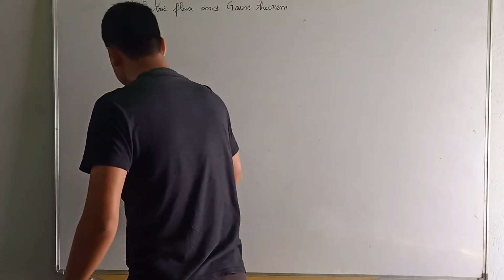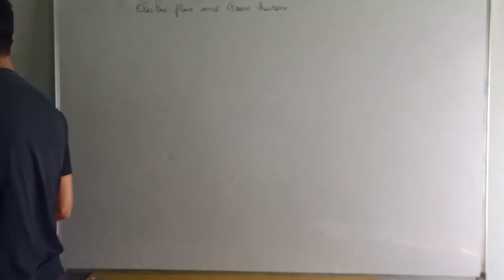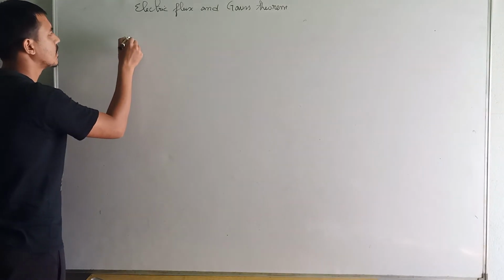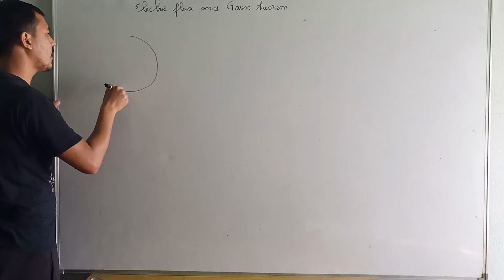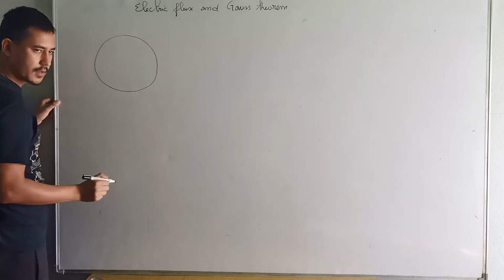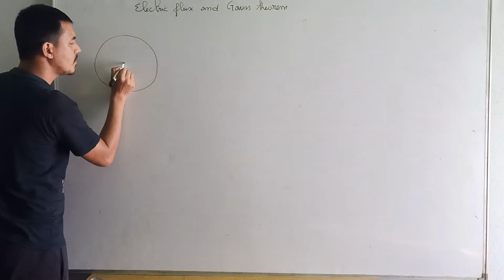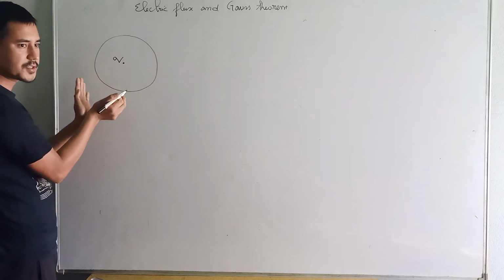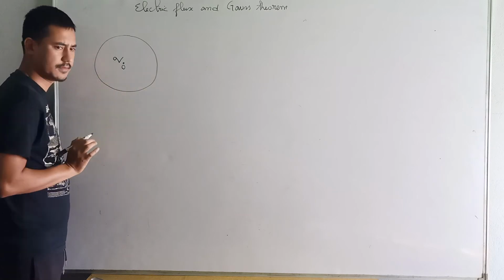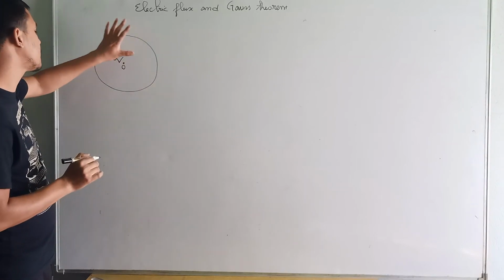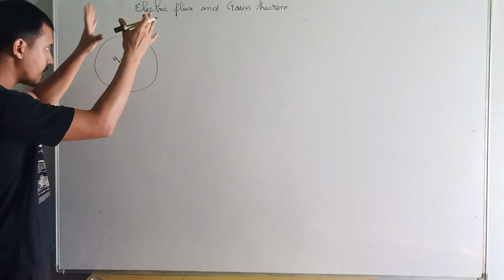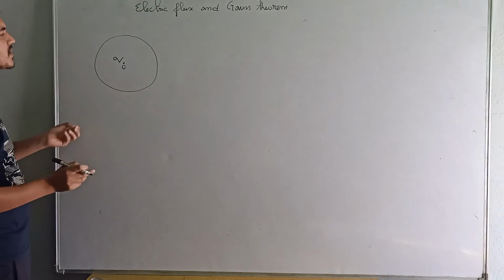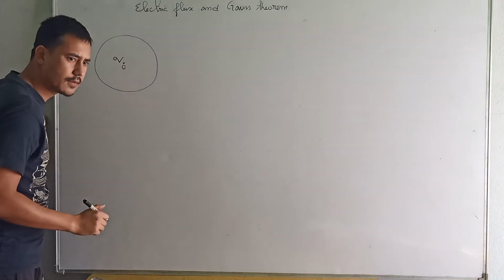Let's see. Consider a closed surface, a 3D surface, enclosing a charge Q at its center. Consider a sphere, and this sphere encloses a charge Q. That means the charge Q is situated at its center.